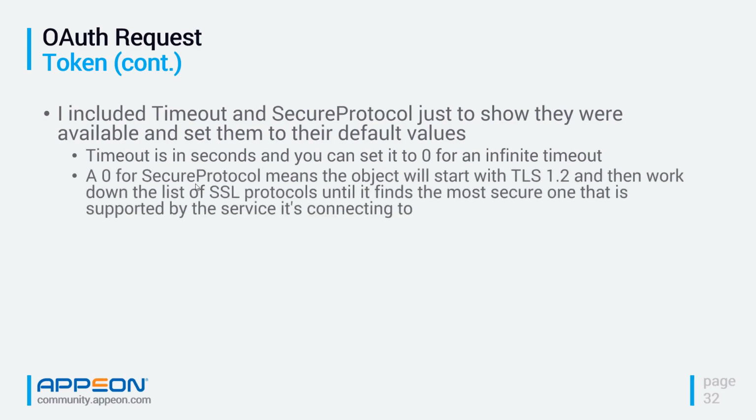The secure protocol defaults to 0, and what that means is that it will start with TLS 1.2, and it will try to contact the server. If the server doesn't support 1.2, it will step down to 1.1 and try again, and it just keeps stepping down until it finds a secure protocol that the server knows how to handle. If you know that the service you're calling handles a specific format as its top one, let's say TLS 1.0, you could use this secure protocol to just use that. Don't try to step through the different protocols to find out which one it supports.